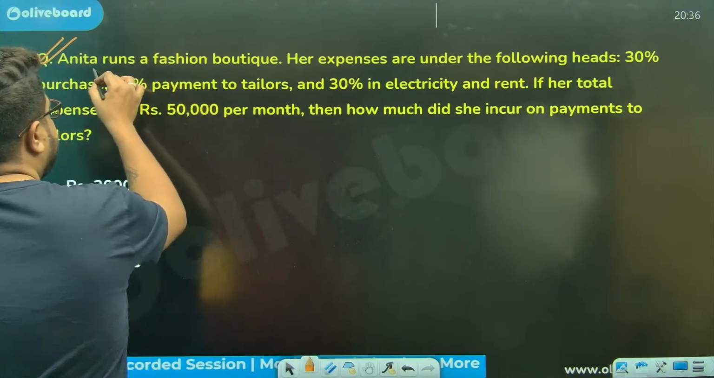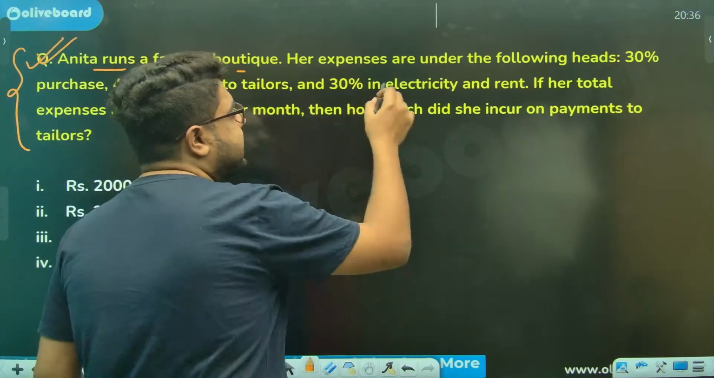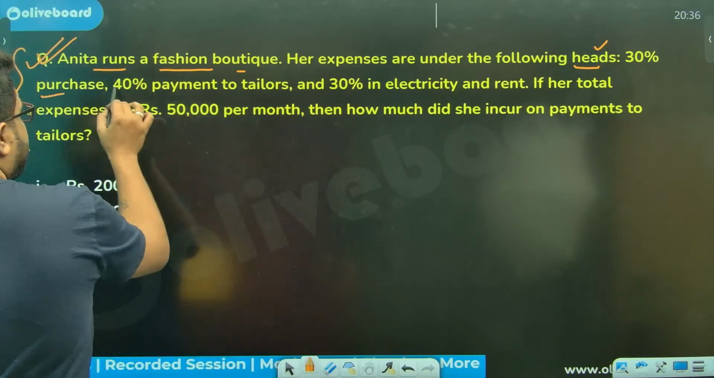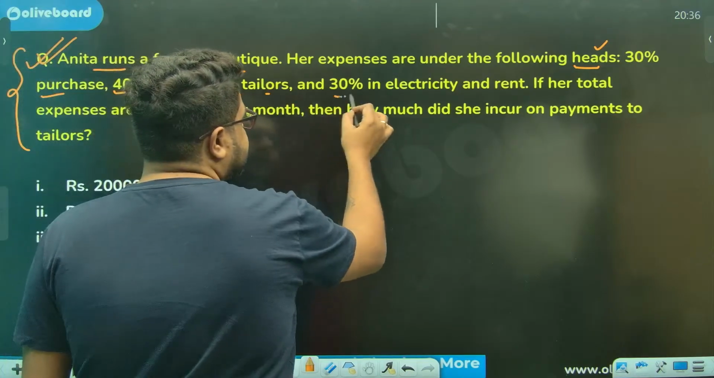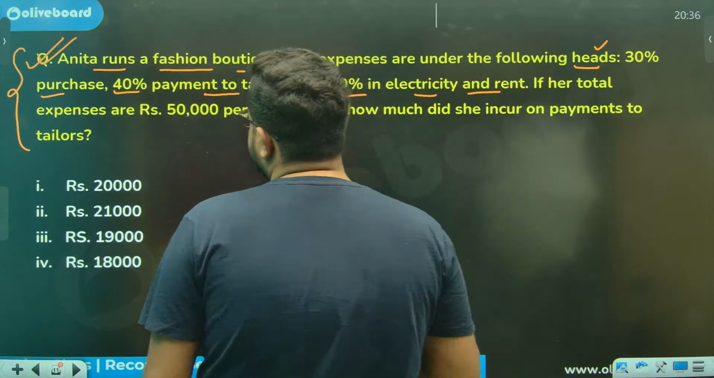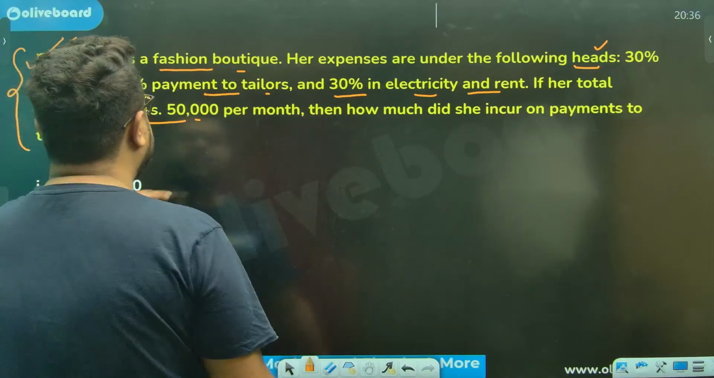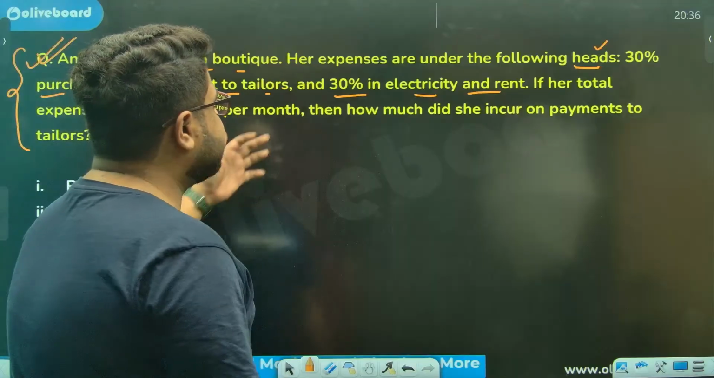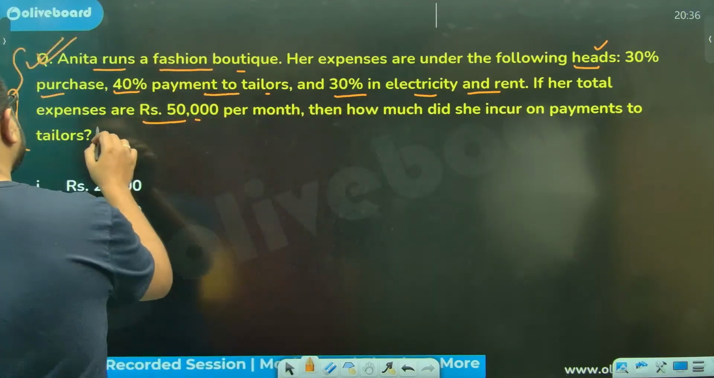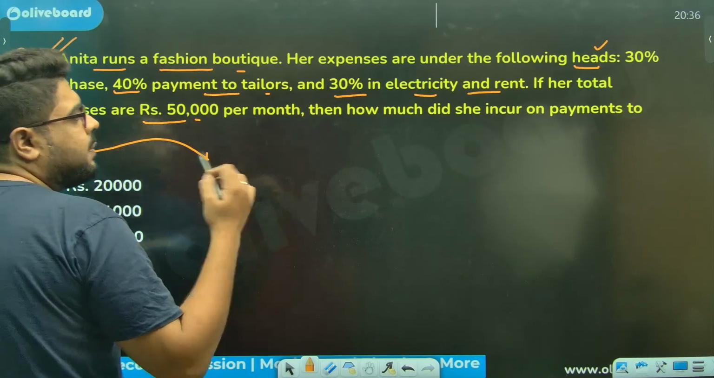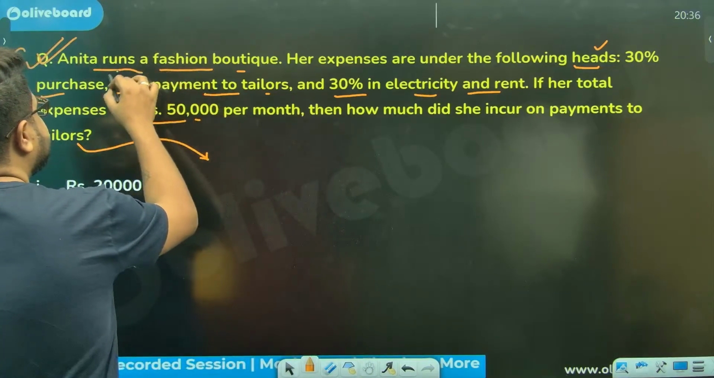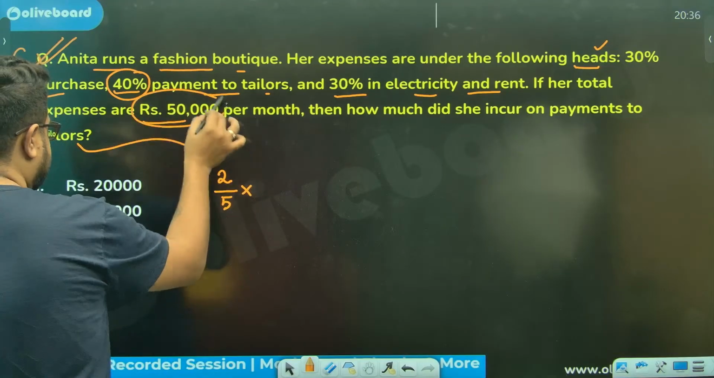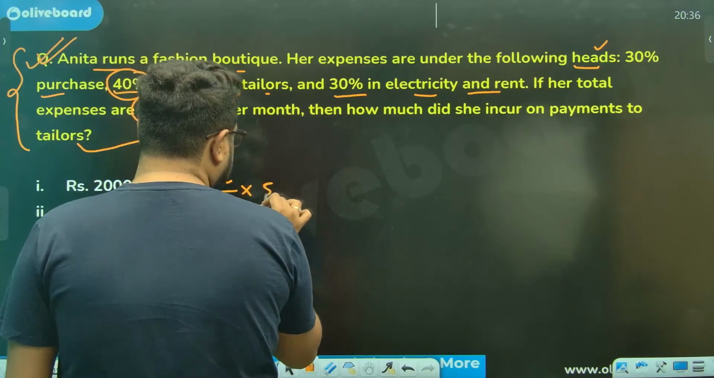Anita runs a fashion boutique. Her expenses are under the following heads: 30% purchase, 40% payment to tailors, 30% electricity and rent. Total expenditure is given. You see 30, 30, 40, so 100 is gone, 100% is already given. Then how much did she incur on payment to tailors? This is a very simple question. Tailor payments were 40%, meaning 2/5 of the total. 2/5 of the total is 50,000.